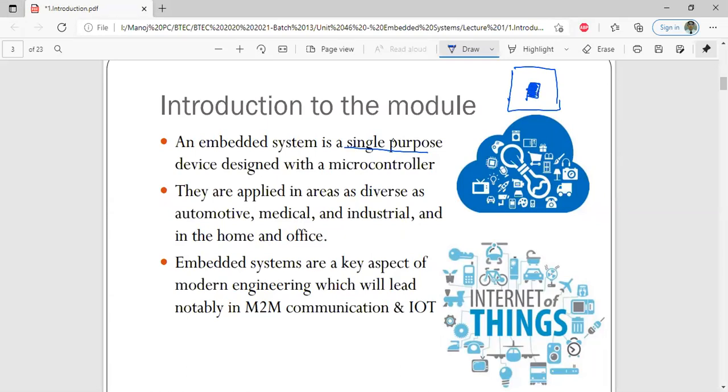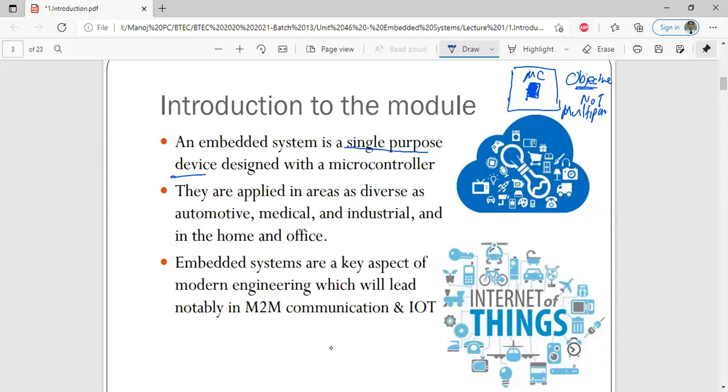So this is our microcontroller, and this is a single purpose device, right? Single purpose device means this device has one objective. It is not a multi-purpose device. That means it is designed to address a single issue, or a single task. So that's why we are using embedded systems, right?